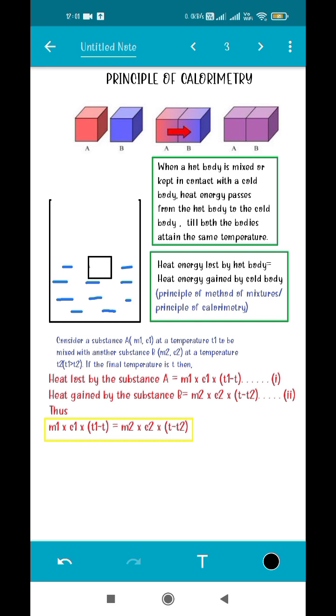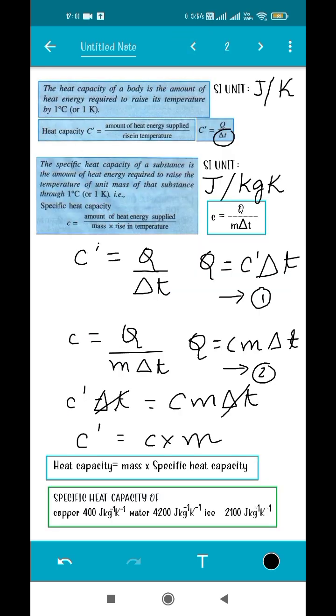The object B is at a temperature of T2. So according to our derivation, T1 is greater than T2. That means the hot object is A and the cold object is B. So after they are mixed, let us consider that the final temperature which both of them achieve is T. Then what happens? What is the heat lost by substance A? As you could see over here, the heat lost in terms of specific heat capacity was this: Q is equal to c into m into del T.